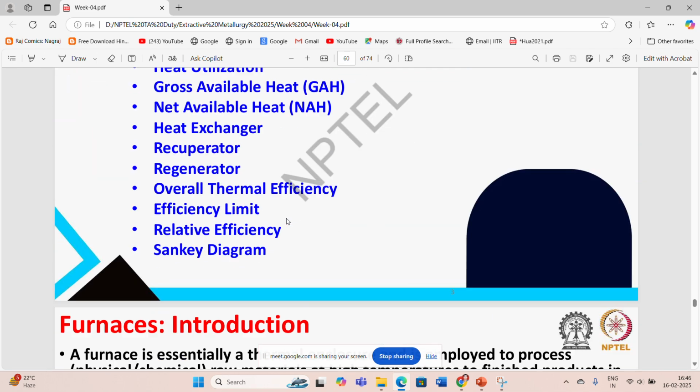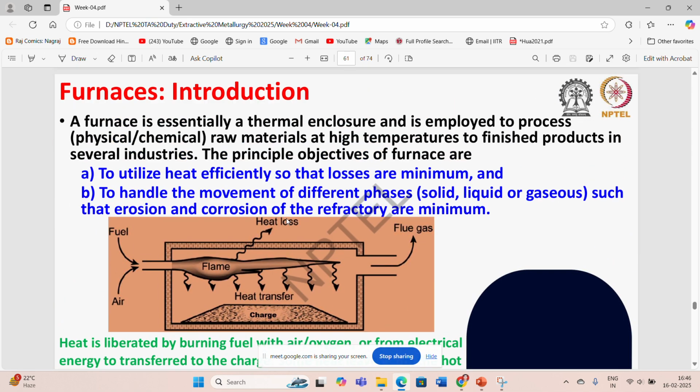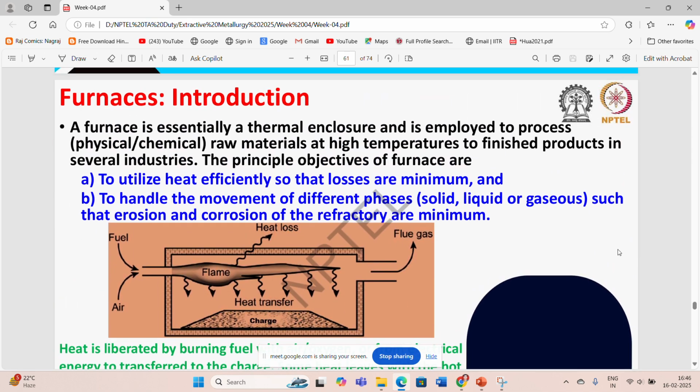Okay, then now we will talk about the furnace. So what is the furnace? A furnace is essentially a thermal enclosure and is employed to process physical or chemical changes, whatever we are going to employ, to process raw materials at high temperatures into finished products in several industries.